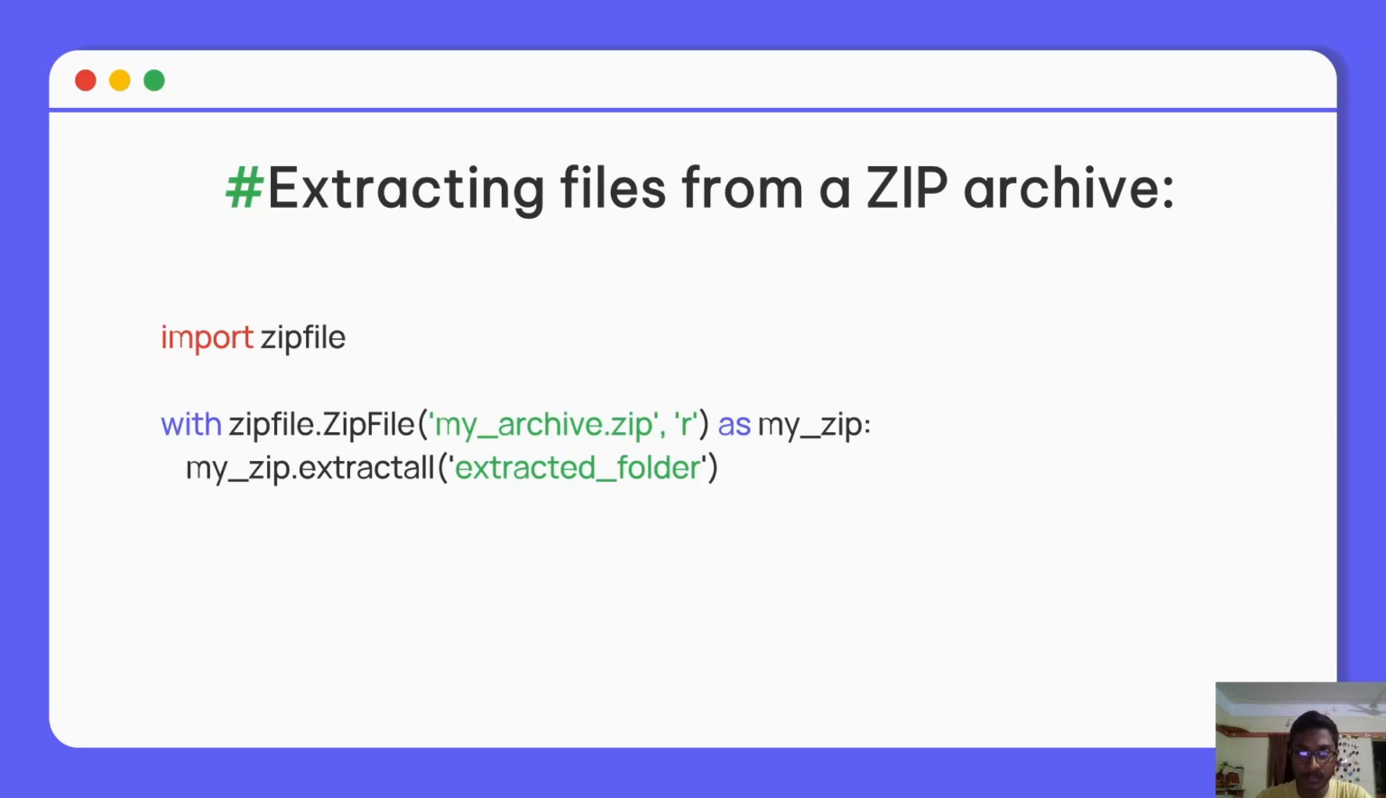Extracting files from a zip archive. Similarly, again we import the zipfile module. Then we have mentioned the file name, and this time we'll be opening it in read mode. Last time we opened it in write mode, but in this case we'll just be extracting the files. We won't write anything onto it, so we'll be opening it in read mode. Then I'm mentioning my location, then I'm moving it to a new folder, extracted_folder, so the compressed files will be extracted to this new folder.